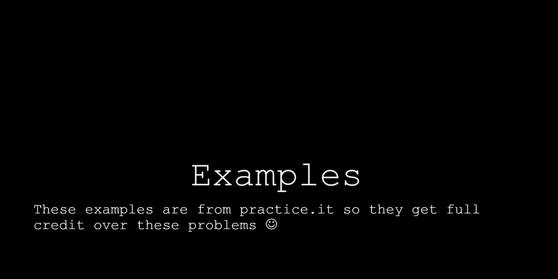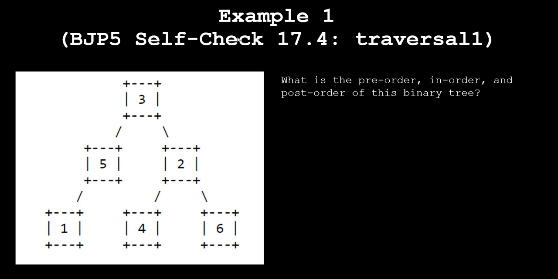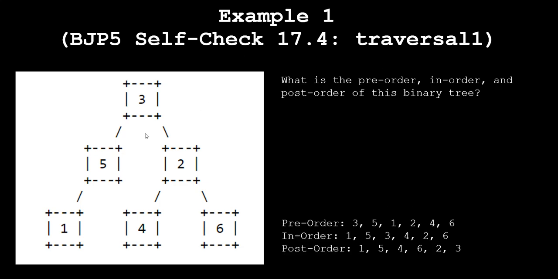So let's do some examples for practice. This first one is we have this tree over here, and we want to say the pre-order, in order, and post-order. So remember, in pre-order, we start at the beginning. We say that node, then we say the left node and the right node. So we have 3. We're going to go to the left, so that's 5. But we also want to say the 5's left, so that's 3, 5, 1. And then we can say the right side. So that's 2, 4, 6.